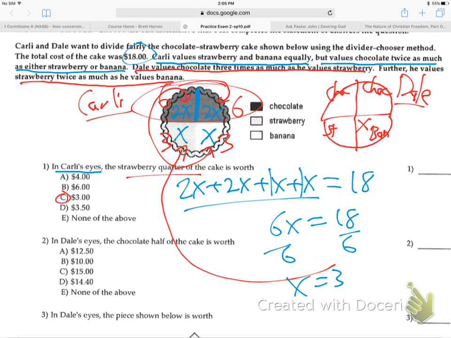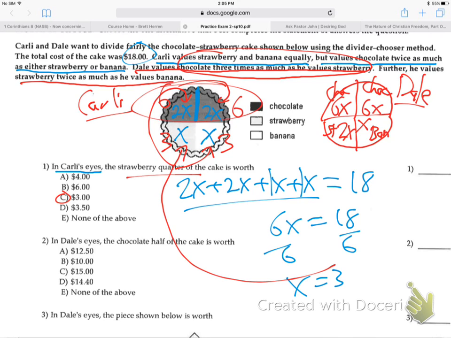And then just build up from there. Strawberry, twice banana. So 2X for strawberry. Good so far. And chocolate, 3 times, right here. Chocolate, 3 times strawberry. What's strawberry right now? 2X. What's 3 times that?